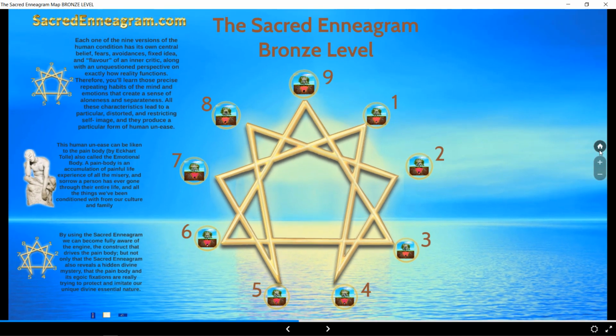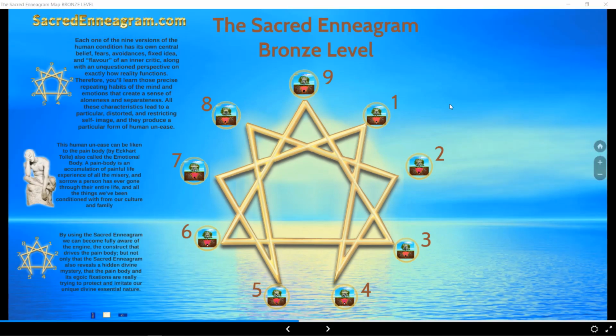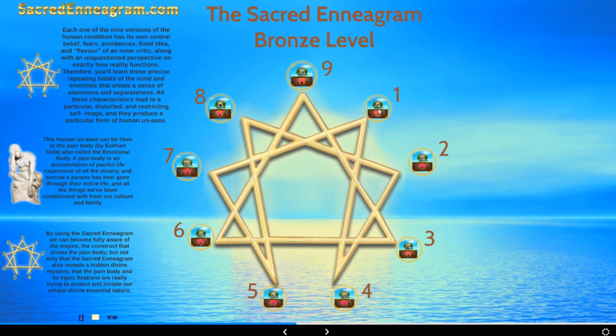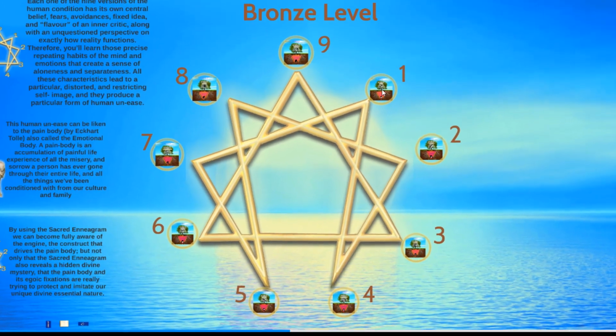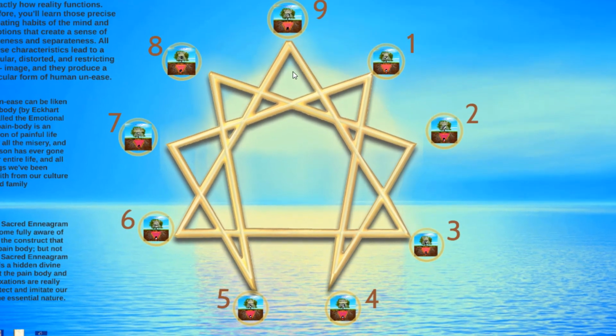So we've just been quickly through each of the 9 Enneagram types. Right now I'm going to show you what else is within this bronze level Enneagram map. To learn the advanced concepts of the Enneagram, this Sacred Enneagram bronze level map is the perfect tool to help you investigate the Enneagram.